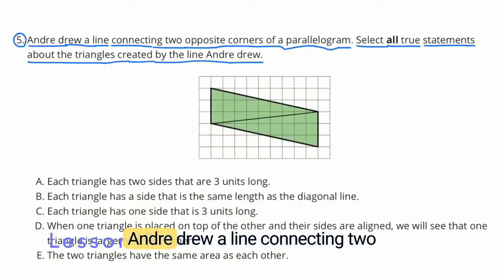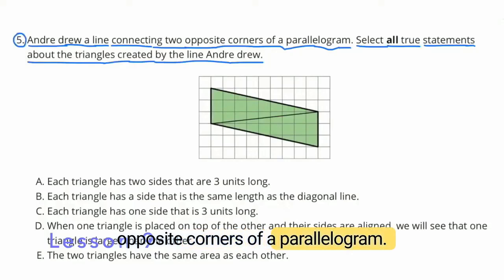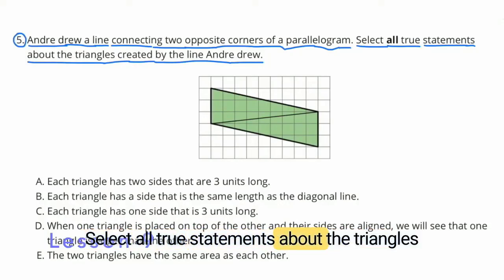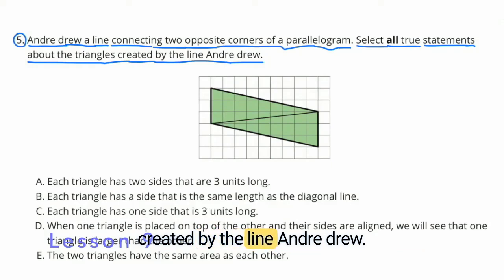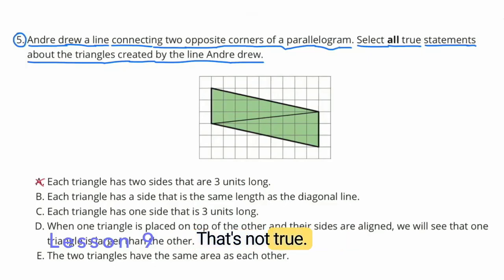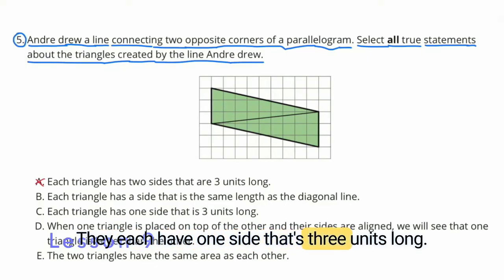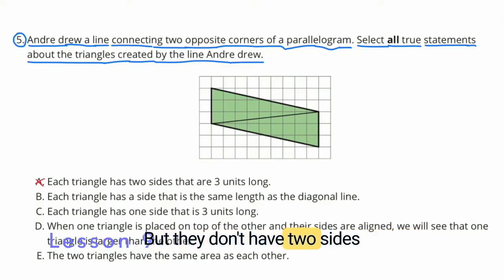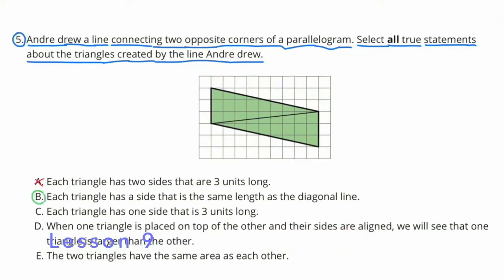Number 5. Andre drew a line connecting 2 opposite corners of a parallelogram. Select all true statements about the triangles created by the line Andre drew. A. Each triangle has 2 sides that are 3 units long. That's not true. They each have one side that's 3 units long, but they don't have 2 sides that are 3 units long. B. Each triangle has a side that is the same length as the diagonal line.